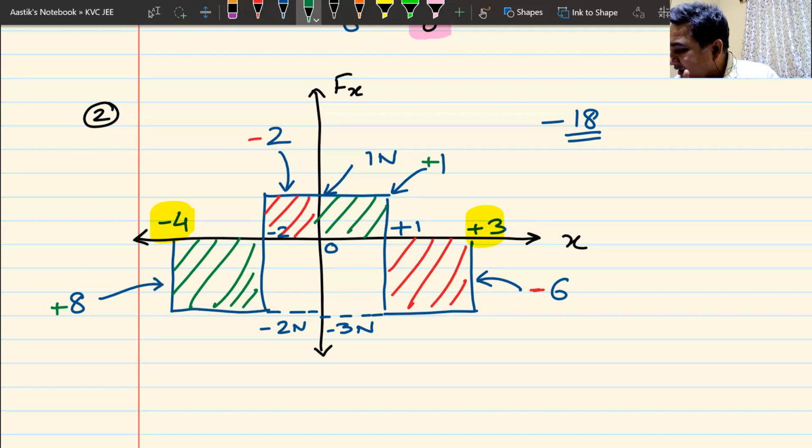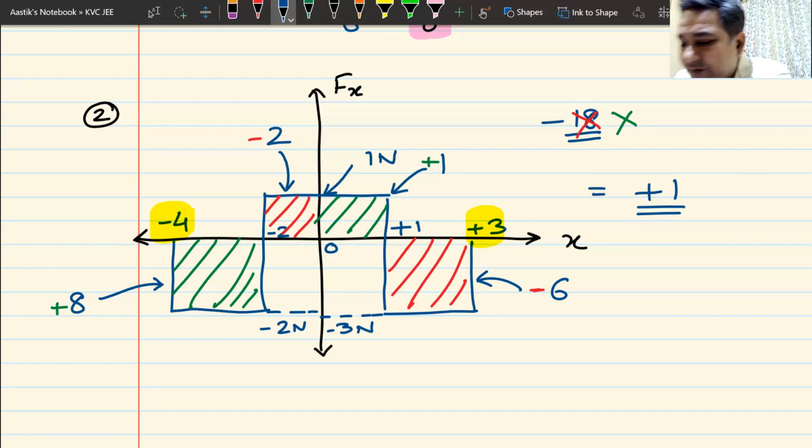So what is the final answer I am getting? -6 minus 2 is -8. -8 and plus 8 get cancelled. My final answer is not this. My final answer is +1. Do we understand this? Can I have some raise hand that we understand this? How we have done this? Do we get the final answer? Yes or no? Do we get it?